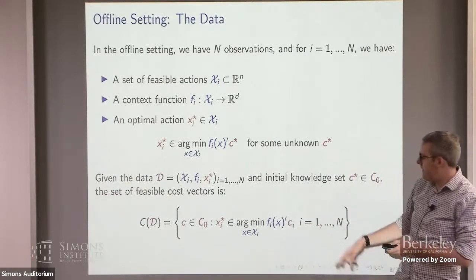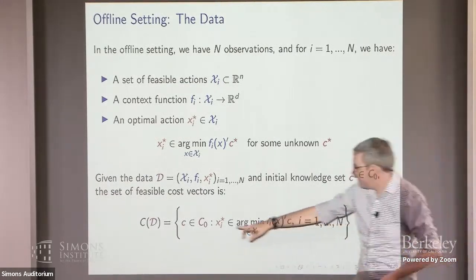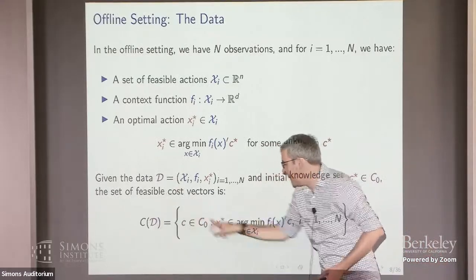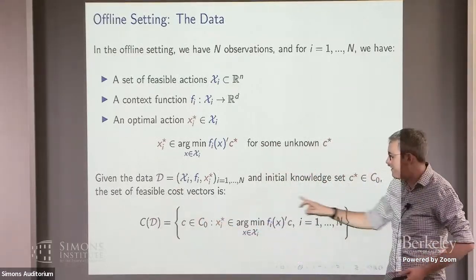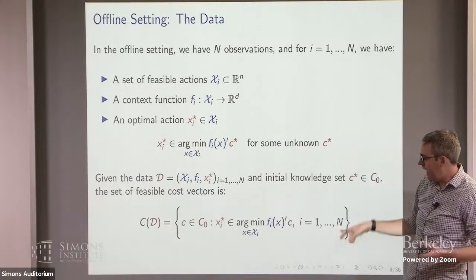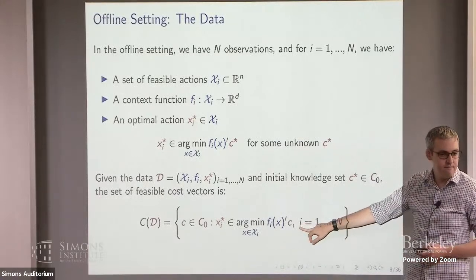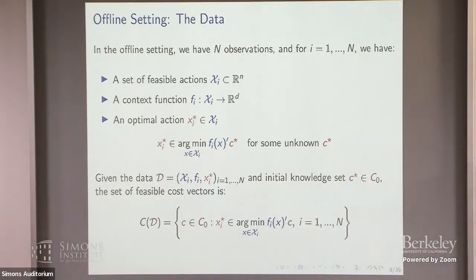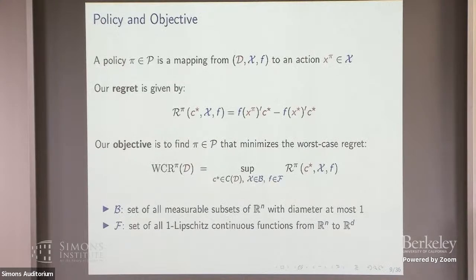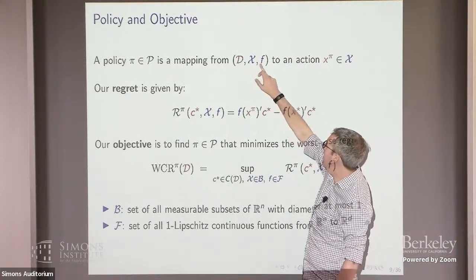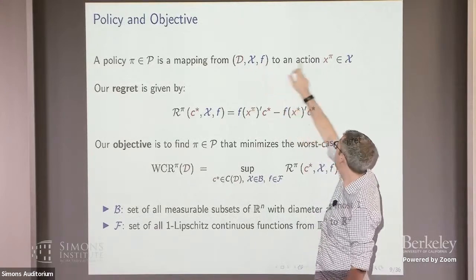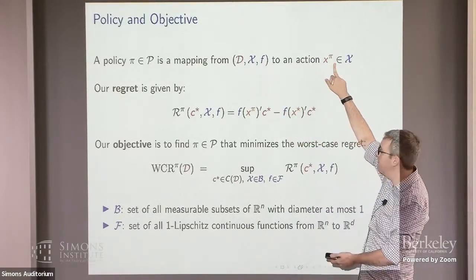And given the set of initial costs and my data set, this is the set of feasible costs that I might have given the data observed. Clear? So this is everything that I can know based on my data. A policy is a mapping from my data set, and the next problem I'm going to face, to what I should choose in that problem.